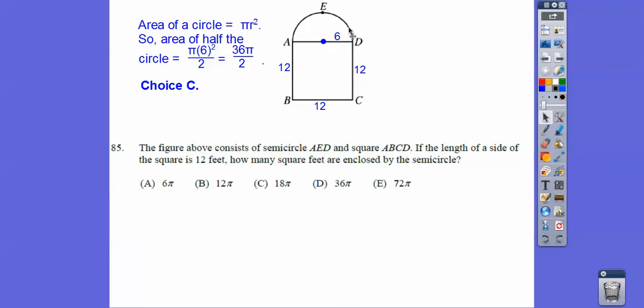Okay, so the area of a circle is pi r squared, so the area of a half circle is pi r squared divided by 2. So we get 36 divided by 2 is 18, choice C, 18 pi, okay?